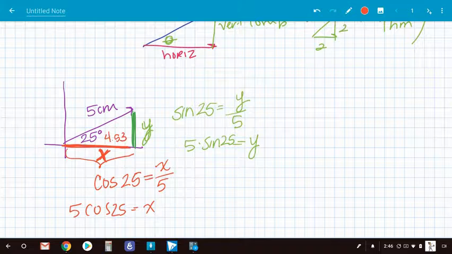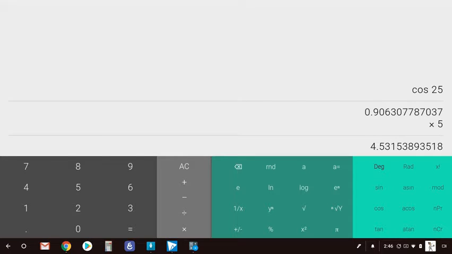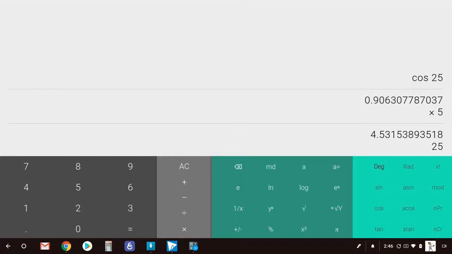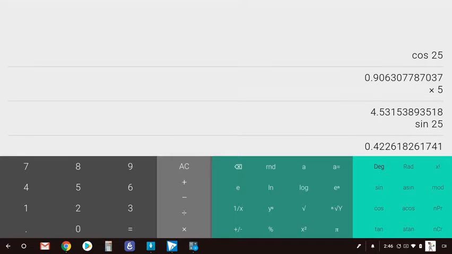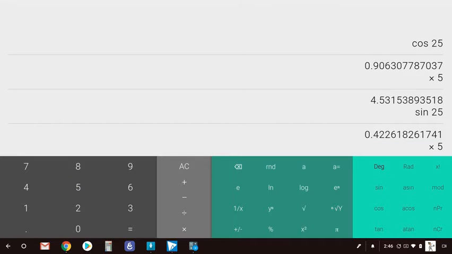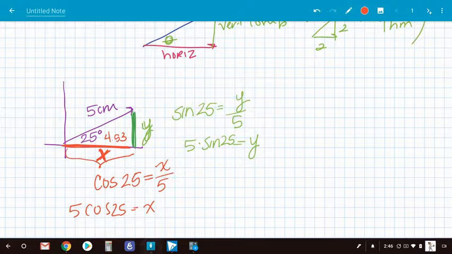And then we'll do the same for sine. So 25 sine of that. And we'll multiply times 5. And we get 2.1. So I have now found the vertical and horizontal distances that represent my vector of angle 25 degrees, 5 centimeters long. If I had to travel along a coordinate plane, I would move 4.53 to the right and up 2.1.